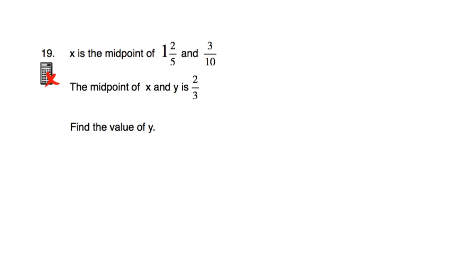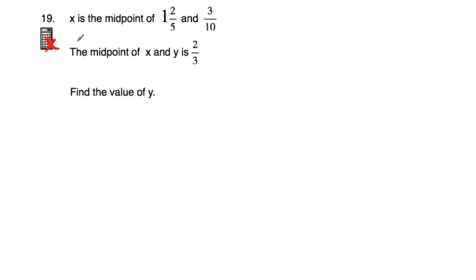Okay, let's look at our last question. Question number 19 says x is the midpoint of 1 2/5 and 3/10. And then we're told the midpoint of x and y is 2/3, and we've been asked to find the value of y. So let's start off with this first bit of information at the top. X is the midpoint of 1 2/5 and 3/10. So let's find the midpoint of these two numbers to begin with.